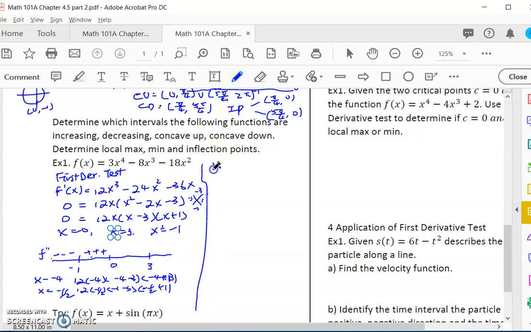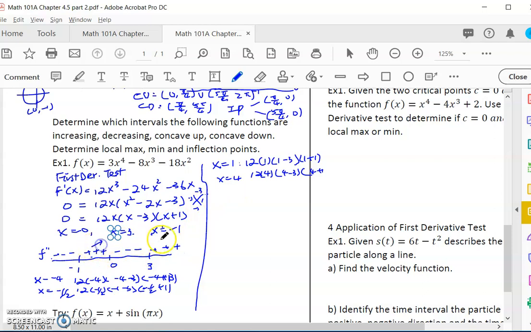X equal to 1 here. So it will be 12 times 1, 1 minus 3, that's negative. And then 1 plus 1, that is negative. And then I pick x equal to 4. Everything is net positive. Times 4, 4 minus 3 is positive, 4 plus 1 is positive, so the whole thing is positive. So that's the first derivative test.